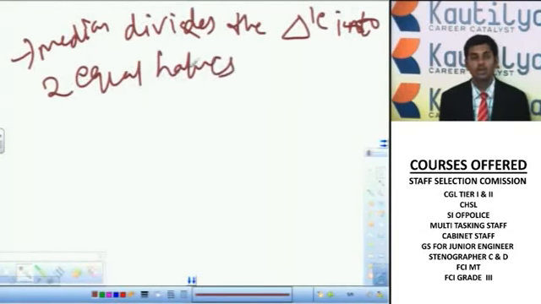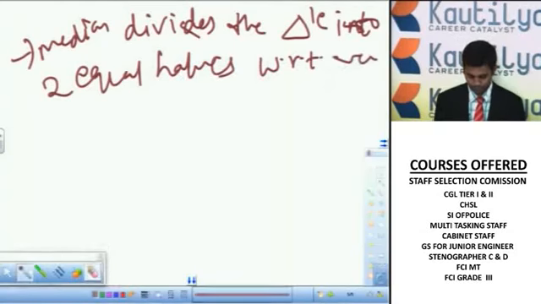Not only the respective side onto which it is drawn, but also the triangle itself: a median divides the triangle into two equal halves with respect to area. That is, with respect to area, the median will be dividing the triangle into two equal halves.